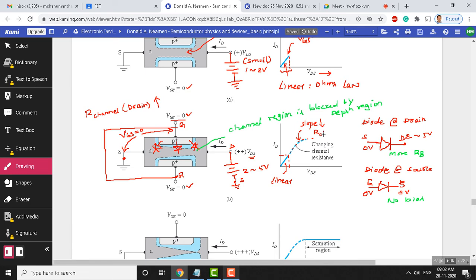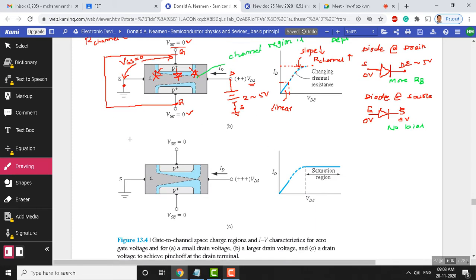and the resistance in the channel region keeps increasing. R channel increases, so therefore the current becomes almost constant. So you are seeing the current remains constant at this level, because this changes the channel resistance. Now let us look at the last condition here, with the same VGS maintained at 0.